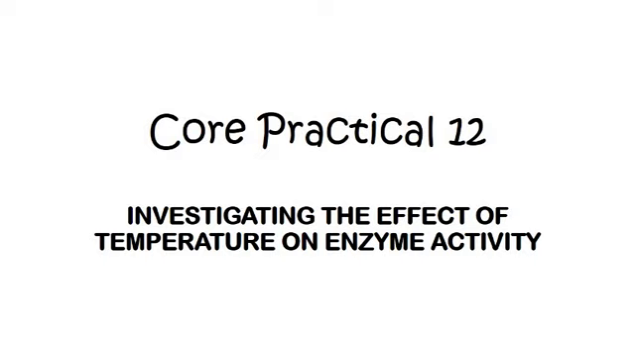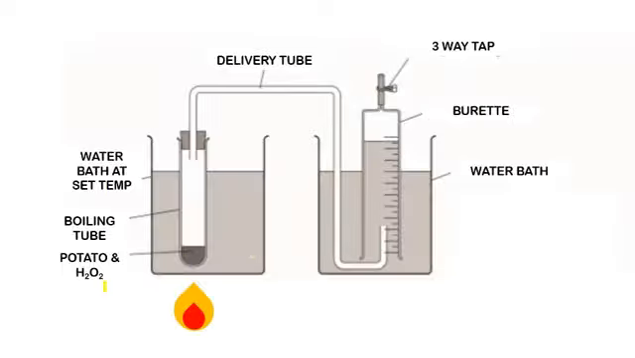Today we're continuing with Core Practical 12, which, if you remember, was investigating the effect of temperature on enzyme activity. Just to remind you briefly, the experiment meant that you had some potato mashed up with some hydrogen peroxide, and you were collecting the oxygen that was produced in that reaction.